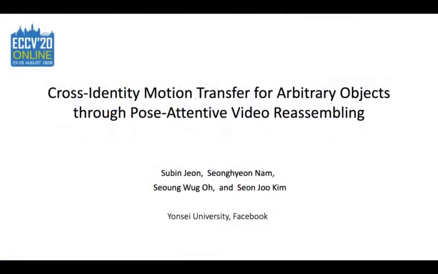Hi, we present cross-identity motion transfer for arbitrary objects through pose-attentive video reassembling. Our work introduces an attention-based motion transfer approach and a novel training scheme for the task.